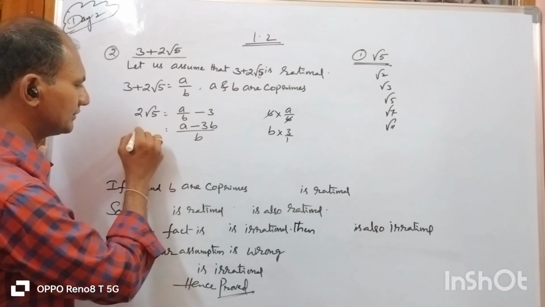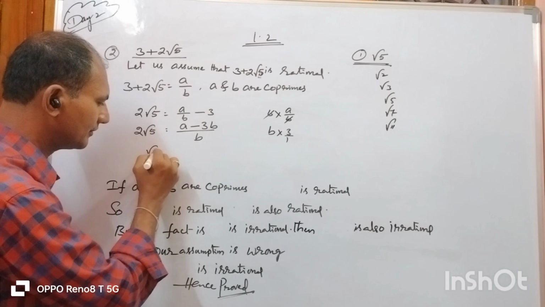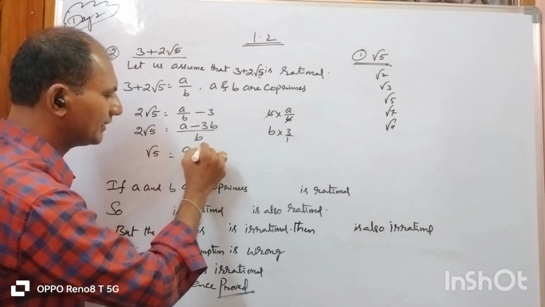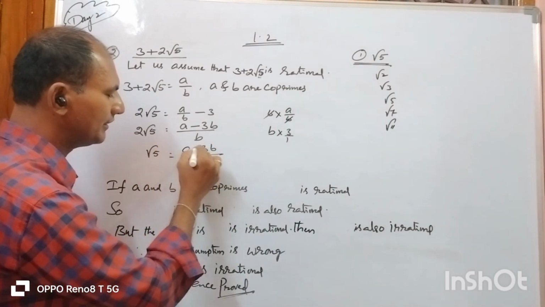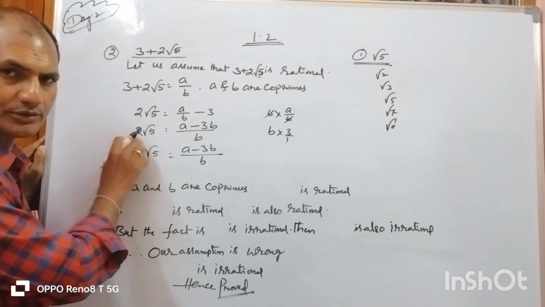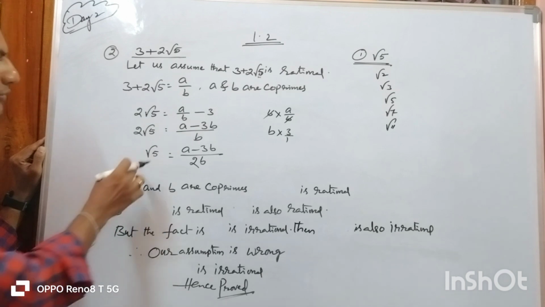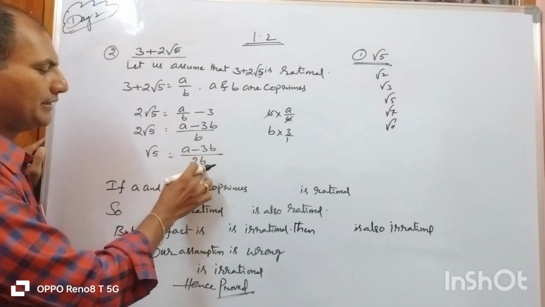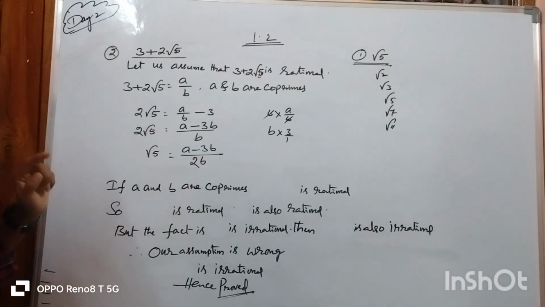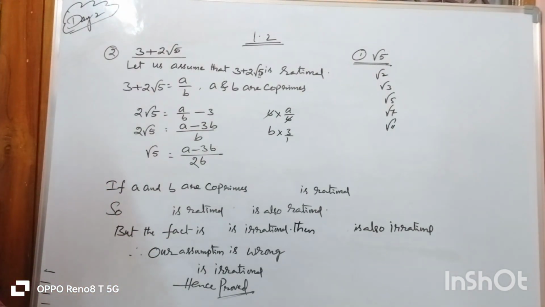Next, what is this? This is 2 root 5, equals a minus 3b by b. Already b is there, and 2 is multiplying, so it comes to the RHS side and gets divided. So root 5 equals a minus 3b by 2b. Same steps only. No need to change anything.